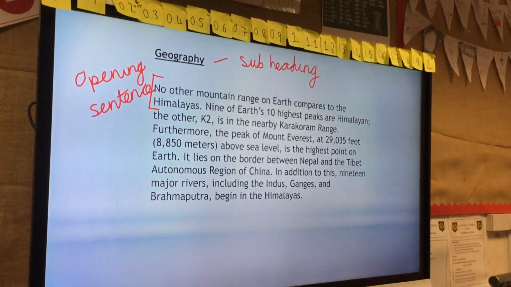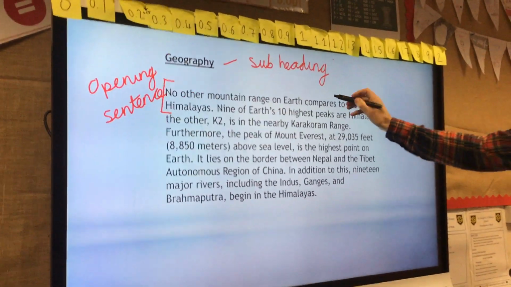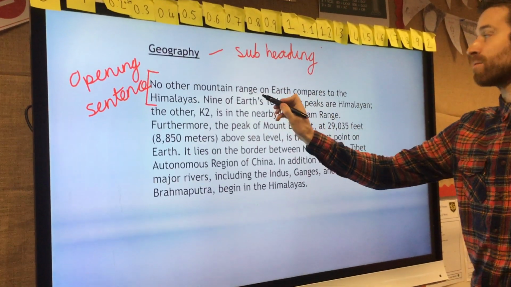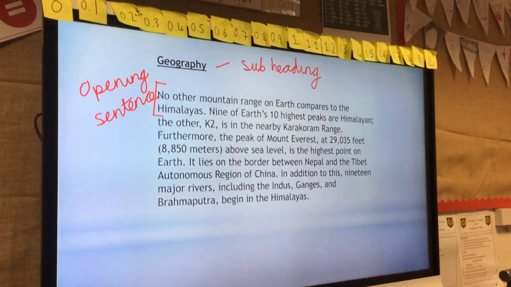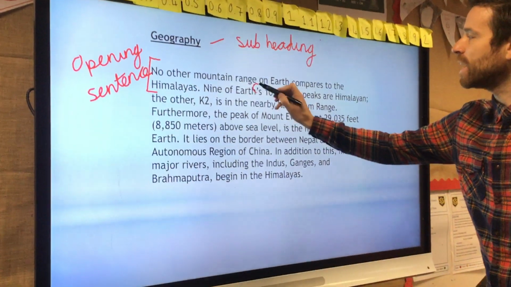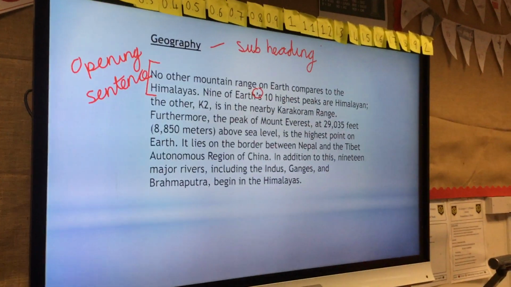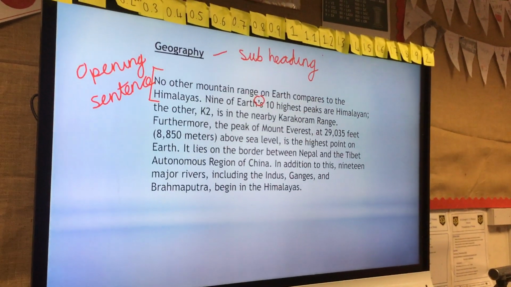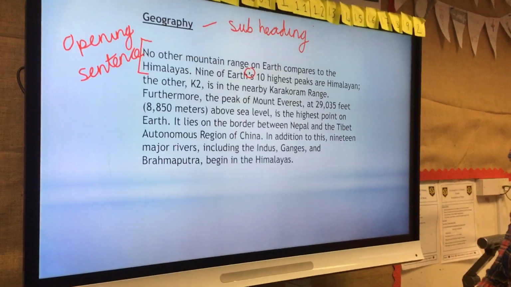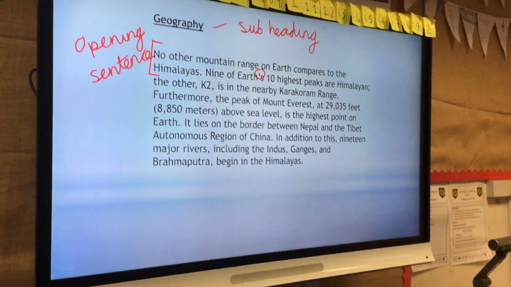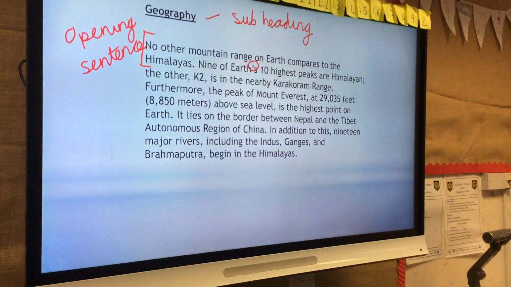Nine of Earth. I'm trying to link these sentences together. So I'm talking about no other mountain range on Earth, and then I'm talking about Earth again. 9 of Earth's 10 highest peaks are Himalayan. I've got an apostrophe here because the peaks belong to Earth. 9 of Earth's 10 highest peaks are Himalayan. The other, K2, is in the nearby Karakoram range. I think I've said that right.